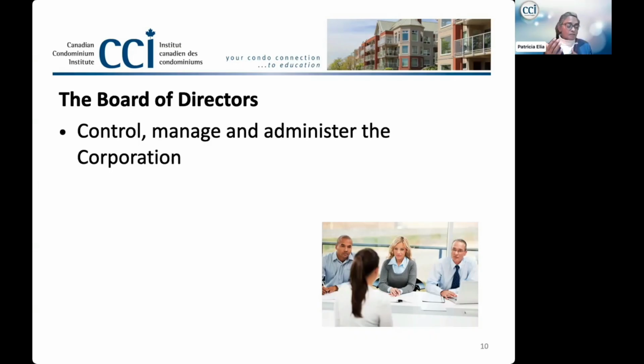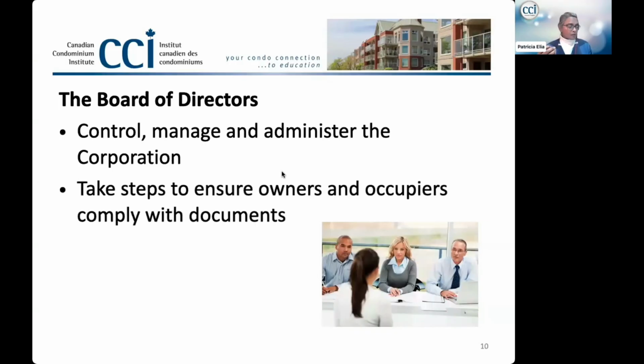So the corporation and boards of directors are really driven by sections 27 to 41, for those of you who are interested in looking at the Act. And there you'll find some of the parameters under which the board of directors have to operate. But as well, you'll see that the board of directors must take steps to ensure that owners and occupiers comply with the documents. So what are the documents? Well, first you have to comply with the Act, and then the declaration, the bylaws, and the rules, and sometimes even the concepts within our policies. So Section 119 talks about that obligation and how we have to move forward with that obligation as directors.